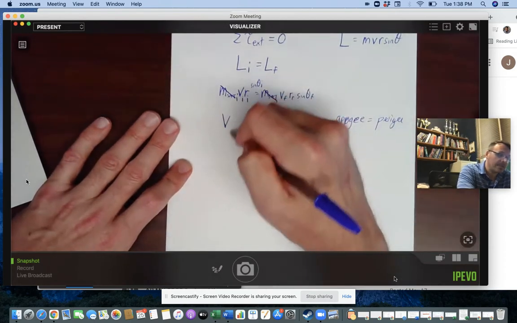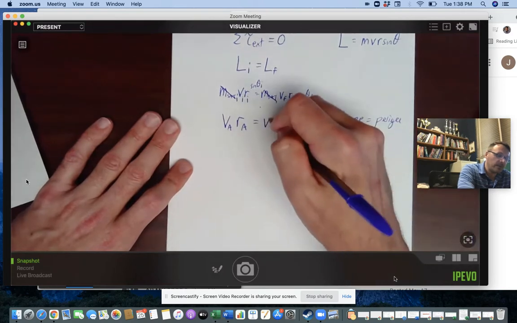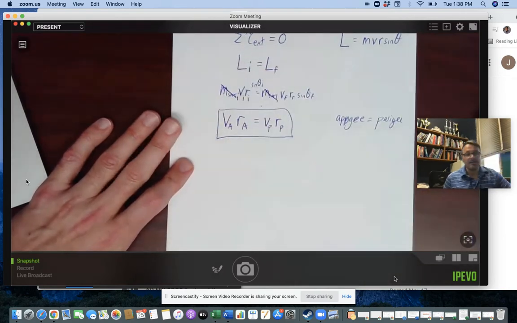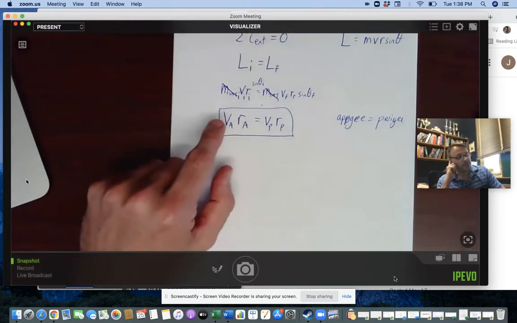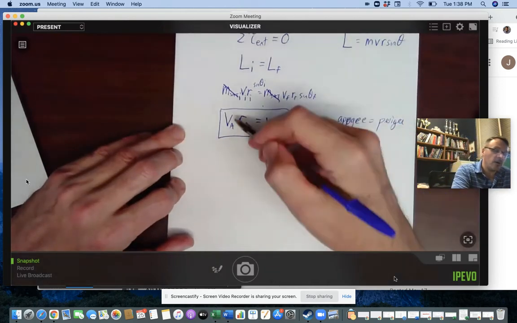So the speed at the apogee times the distance from the apogee is going to equal the speed at the perigee times the distance to the perigee. Boom. That kind of tells you right there that when you're further, r_A is larger. That means v_A has to be less in order to make it up. So I'm going faster and closer, further and slower.